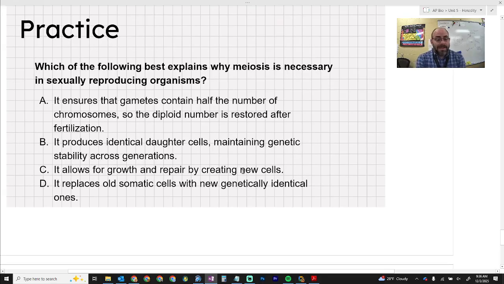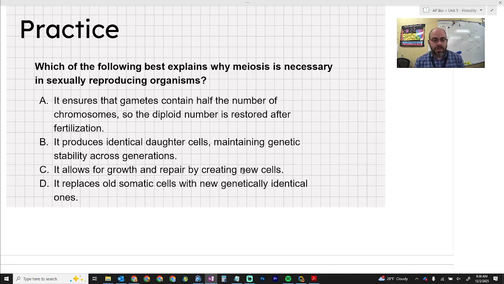Let's look at a practice problem. Which of the following best explains why meiosis is necessary in sexually reproducing organisms? Sexually reproducing organisms produce gametes. Meiosis allows for the production of four genetically different gametes. Let's look at A, B, C, D and see where this is taking us. A: It ensures that gametes contain half the number of chromosomes, so the diploid number is restored after fertilization. Okay, yeah. N plus N equals 2N, right? We like that one. Let's look at the other ones, though.